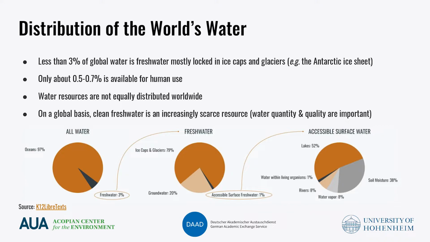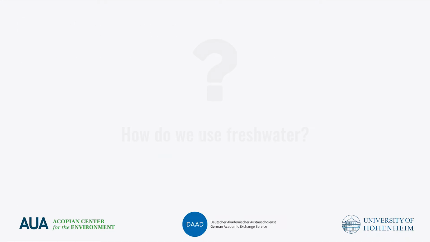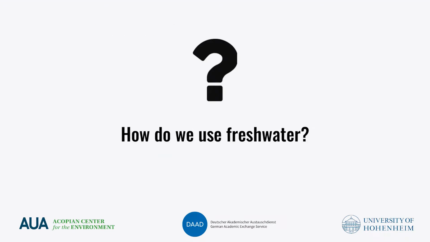Freshwater resources are not equally distributed worldwide. Parts of the world are rich in water, like the tropics, while other areas suffer from water scarcity, like the Sahara Desert. Not all available freshwater is clean and drinkable due to polluting activities. All these factors make freshwater a very valuable and scarce resource. Before we delve into freshwater scarcity and security, let's look into the different ways we consume freshwater.